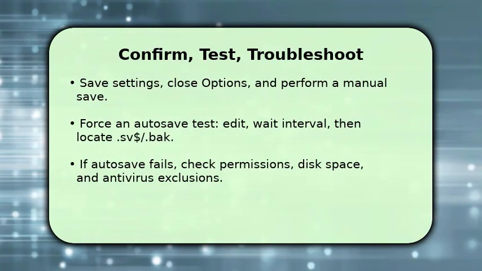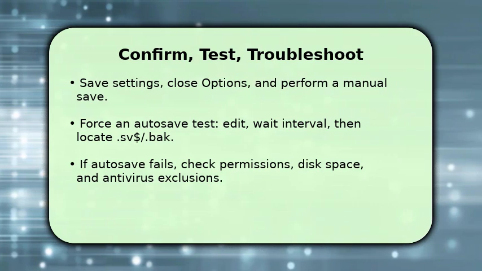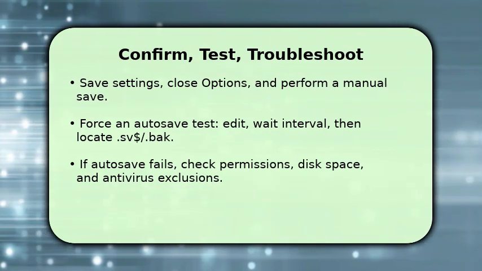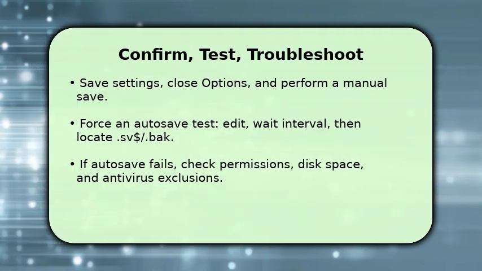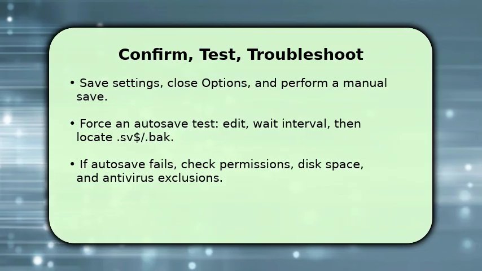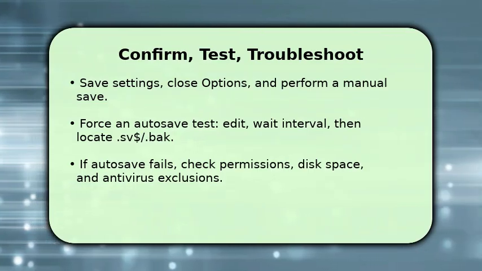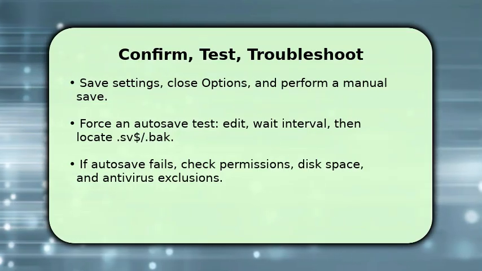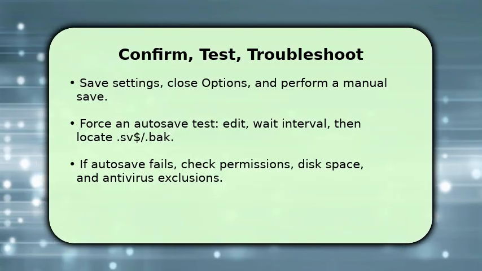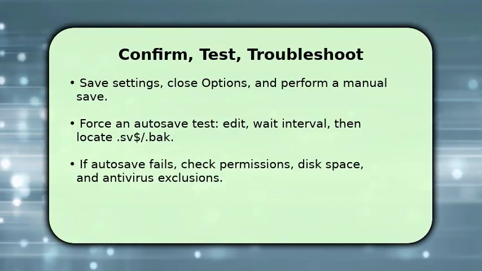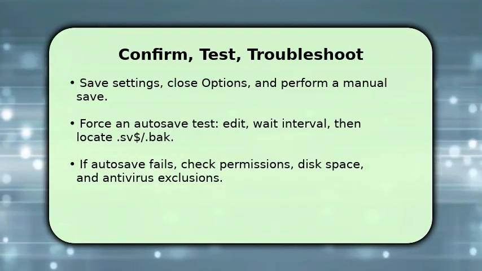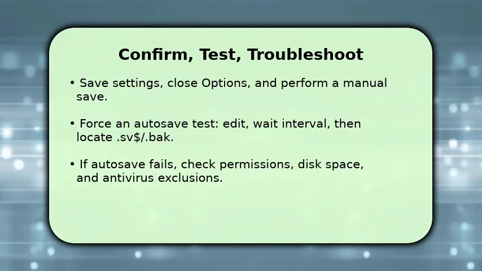After applying changes, save your drawing and close the Options dialog so settings take effect. Test autosave by making an edit and waiting the set interval, then search your backup folder for a new .sv$ or .bak file to confirm operation. If you don't see it, check disk permissions, available space, and whether antivirus or folder redirection blocks writes. Make sure AutoCAD has access. Finally, make a small change and repeat until you consistently find autosave files, ensuring reliable recovery.